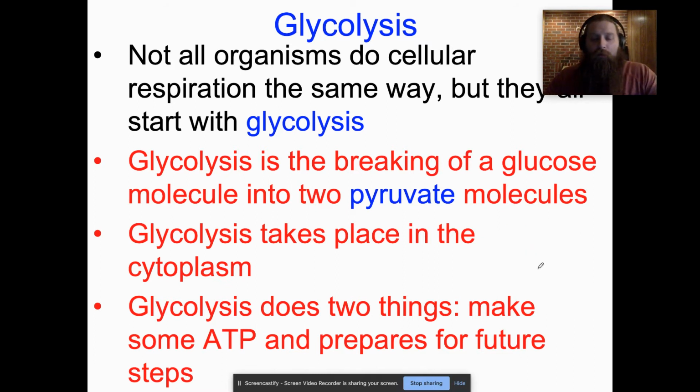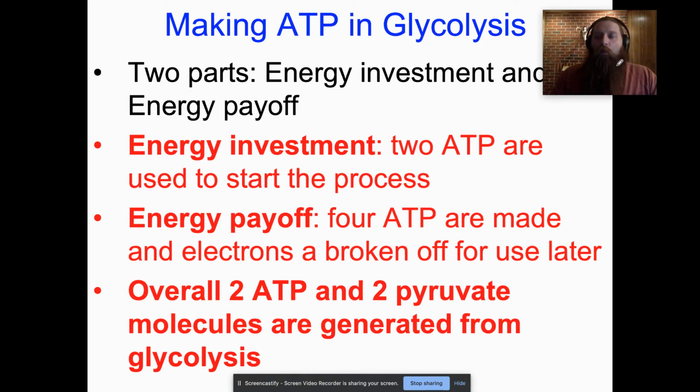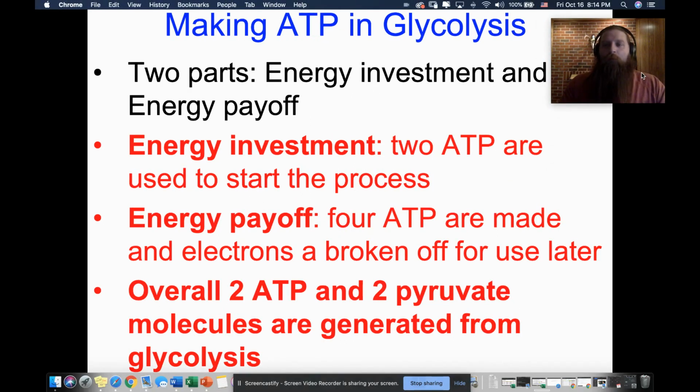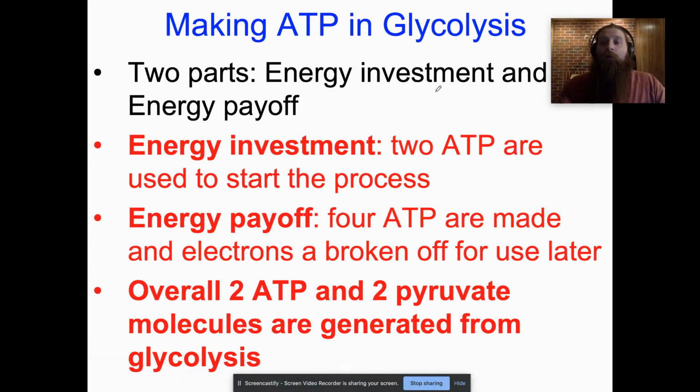Glycolysis does two things. The pyruvate is going to go on into the mitochondria, and the mitochondria is going to use it in order to start cell respiration. Glycolysis is also going to make a little bit of ATP, which is nice. Now, when it makes ATP, maybe you've heard the phrase before, it takes money to make money, right? You have to invest in order to get some kind of return.